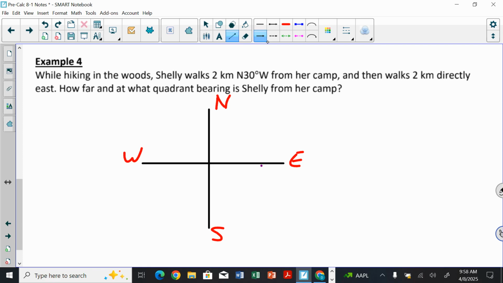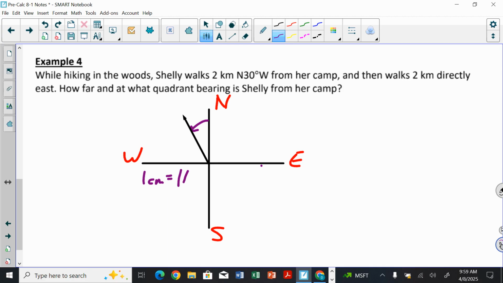Remember, I'm going 30 degrees from the north toward the west. So when I draw that vector, it's going to go through here. And I've got to have a scale. Let's keep it simple and say that 1 centimeter equals 1 kilometer. So this should be 2 centimeters long. Then she went 2 kilometers directly east. So from there, she went 2 directly to the east. Again, that should be 2 centimeters this way.